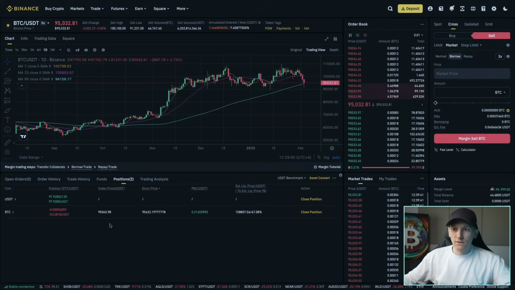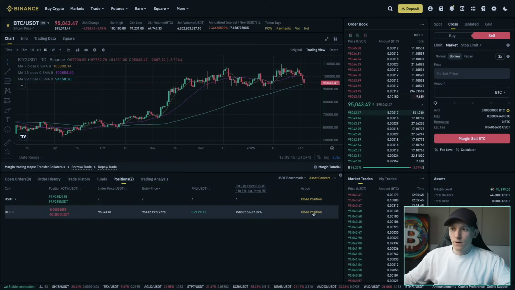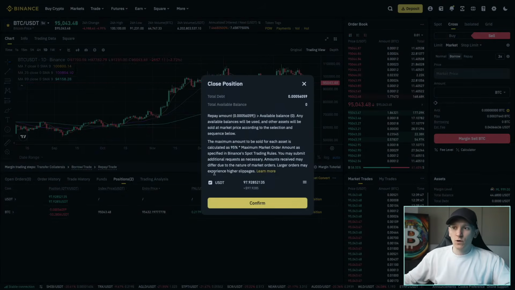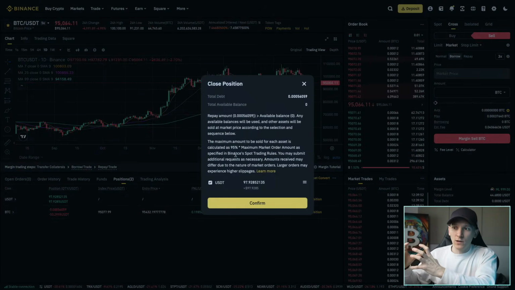So go to your positions. You can see that we have a Bitcoin debt right here that we need to pay back. So we're going to go close position. And it says you've got USDT in your account now because we sold the Bitcoin for USDT. So we've got that USDT in our account.